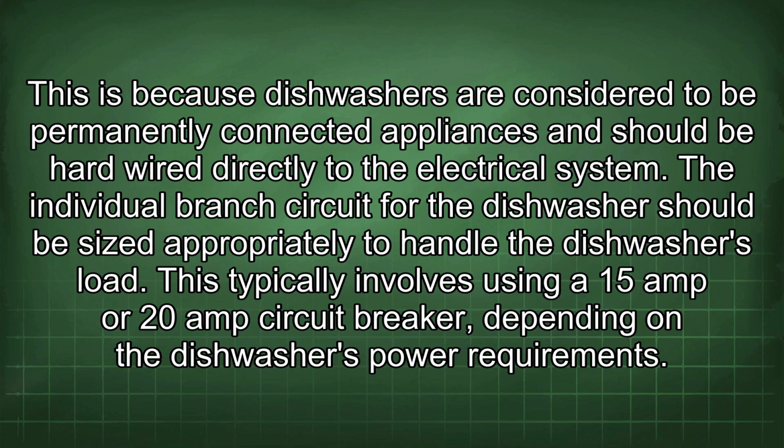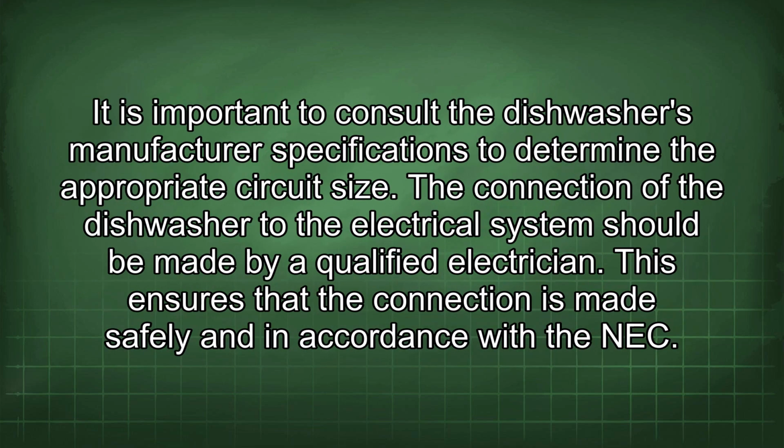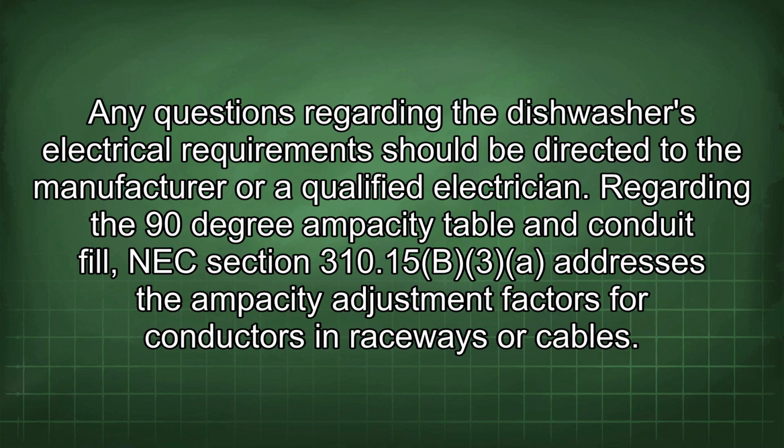The individual branch circuit for the dishwasher should be sized appropriately to handle the dishwasher's load. This typically involves using a 15 amp or 20 amp circuit breaker, depending on the dishwasher's power requirements. It is important to consult the dishwasher manufacturer's specifications to determine the appropriate circuit size. The connection of the dishwasher to the electrical system should be made by a qualified electrician. This ensures that the connection is made safely and in accordance with the NEC. Any questions regarding the dishwasher's electrical requirements should be directed to the manufacturer or a qualified electrician.